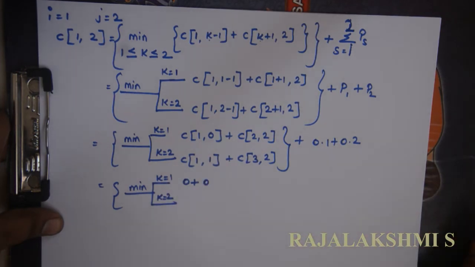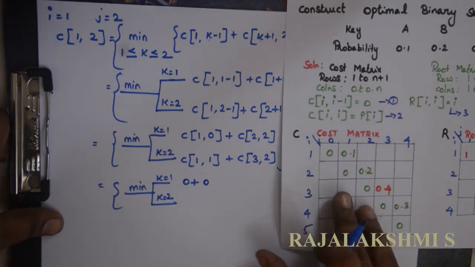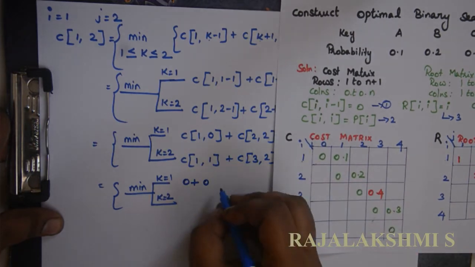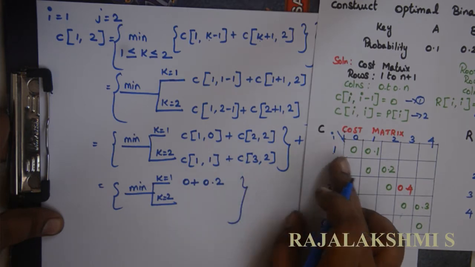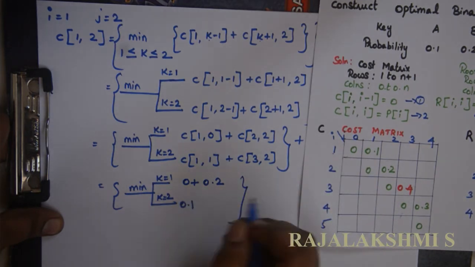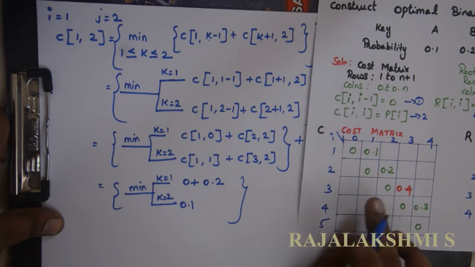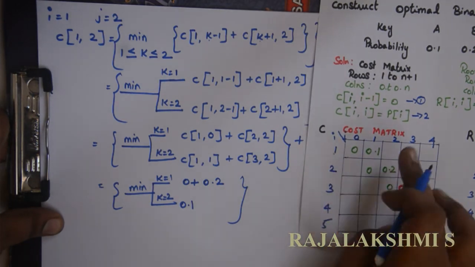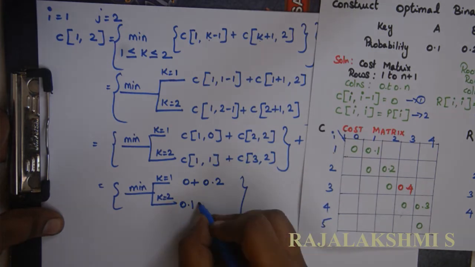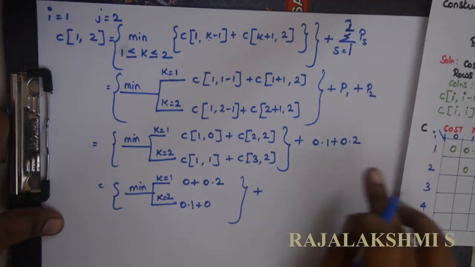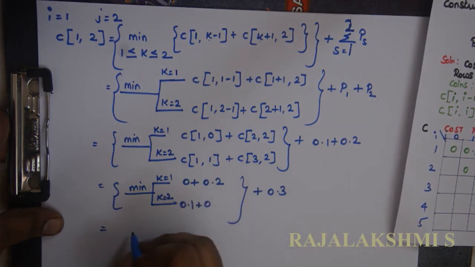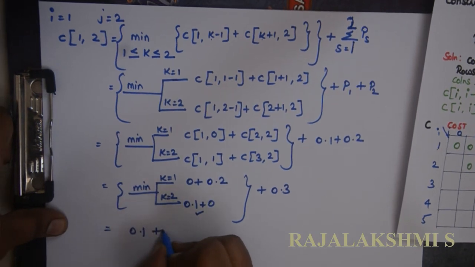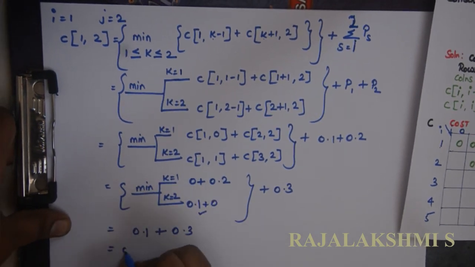C of 2 comma 2 that we had already found in the matrix. So C of 2 comma 2 is equal to 0.2. Okay, and C of 1 comma 1, that is in the table. C of 1 comma 1, it is 0.1, and C of 3 comma 2, it is 0. C of 3 comma 2, i is equal to 3 and j is equal to 2, the value is 0. So it is 0 plus 0.1 plus 0.2, so it is 0.3. So now the minimum value here is 0.1, right? So here we are having 0.1 plus 0.3, so this will be 0.4.